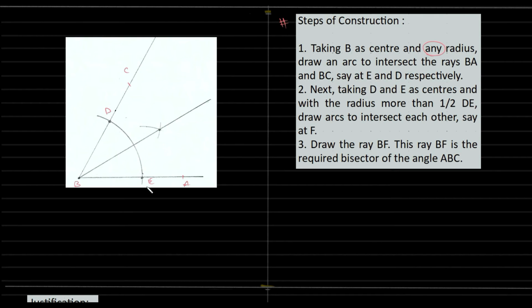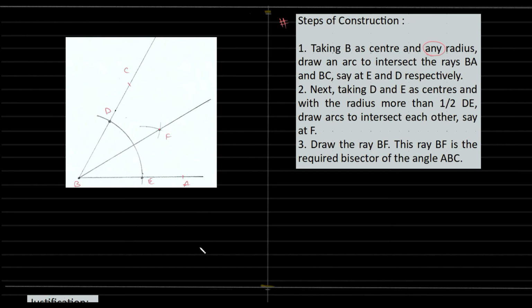Next, taking D and E as centers with a radius more than half the length of DE. Right? It should be more than half. Draw arcs to intersect each other at say F. So this point is F. Draw ray BF. This ray BF is the required bisector of the angle ABC.